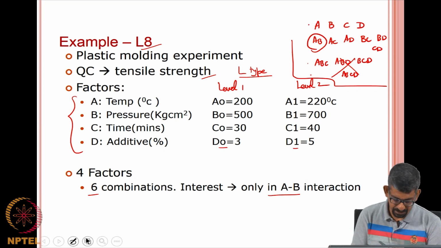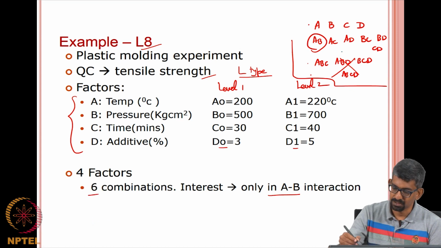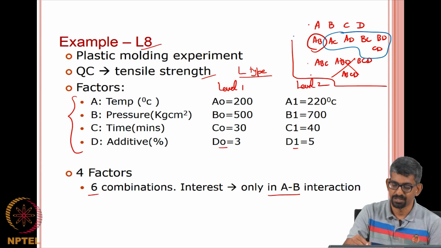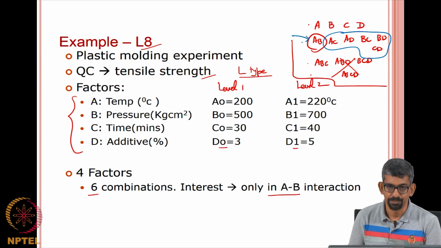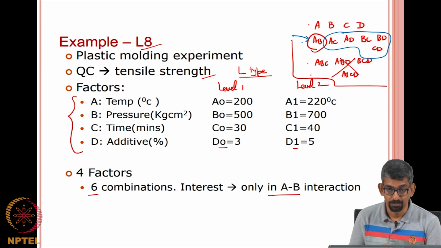This is some additional information that is available, otherwise we cannot make such kind of a decision. What are they saying? These factors are not important. Some expert comes and tells you that only A cross B is important. In such a case, you need to design an orthogonal array, sorry, not even design, you just need to select an orthogonal array to run the experiments.